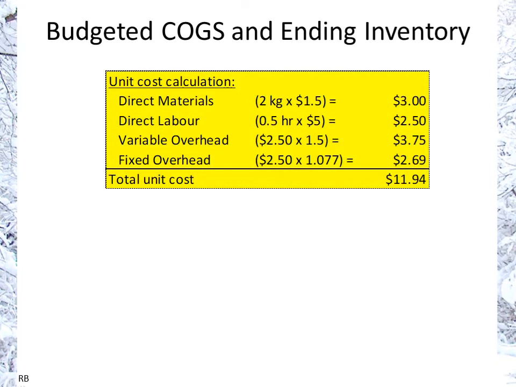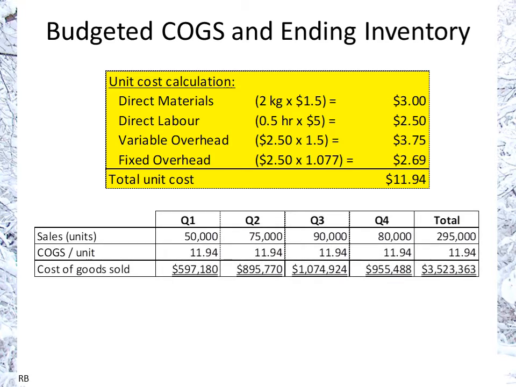Now, the cost of goods sold calculation is using the direct materials amount, direct labor, the variable overheads, that's the 1.5 times the 2.5 direct labor costs, and the fixed overheads. Here you see the 107.7% of the 2.5 labor costs. So that gives us a unit cost of 11.94 that we can use to calculate cost of goods sold, and of course the ending inventory as well.